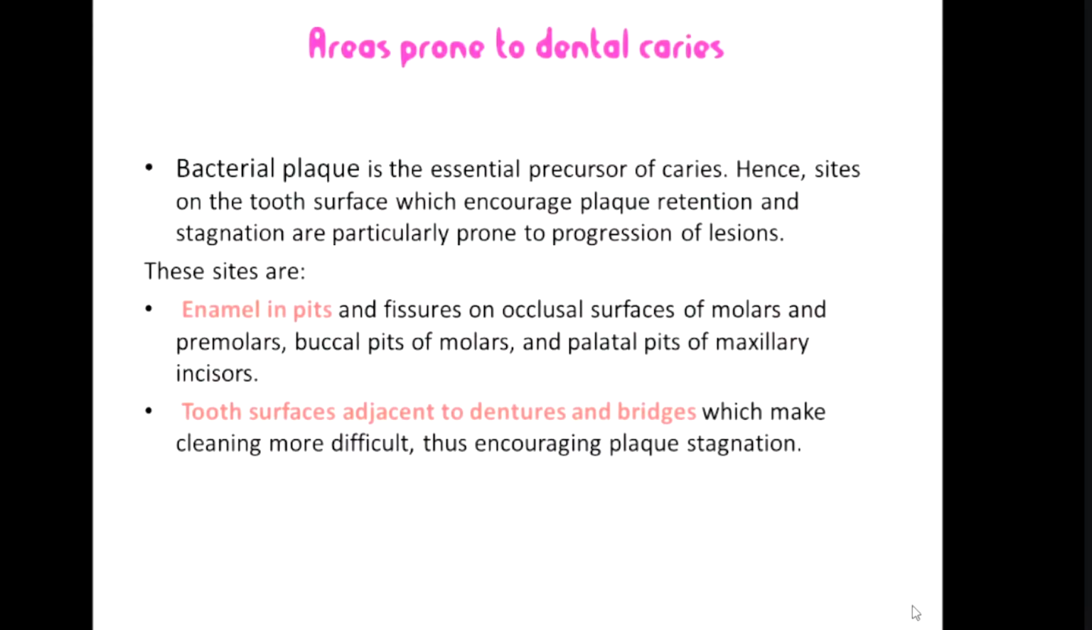So what are the areas that are more susceptible to dental caries? Bacterial plaque is the essential precursor of caries. This is an important line. Bacterial plaque is the essential precursor of caries. Hence, sites of the tooth surface which encourage plaque retention or accumulation and stagnation are particularly prone to progression of lesion.